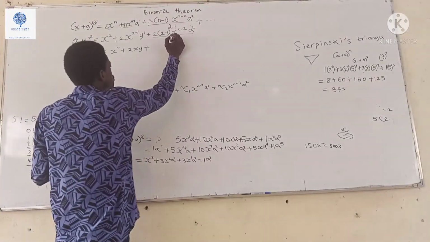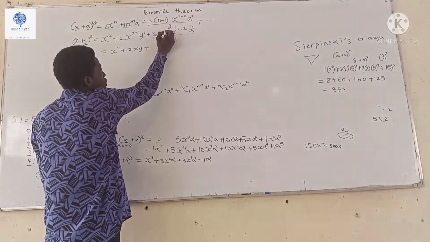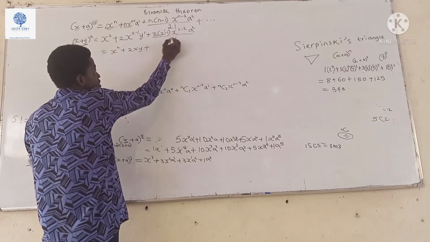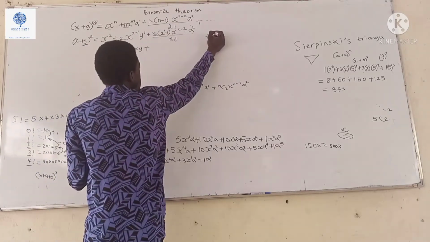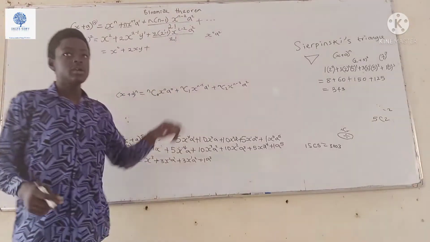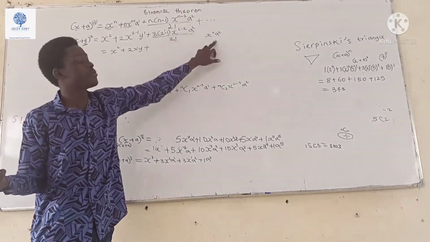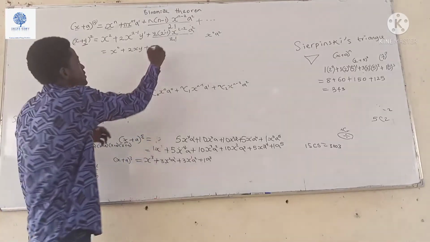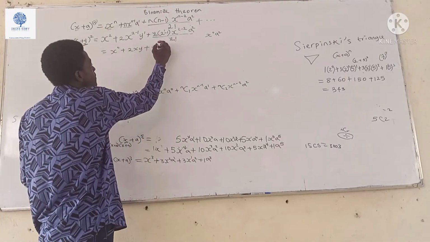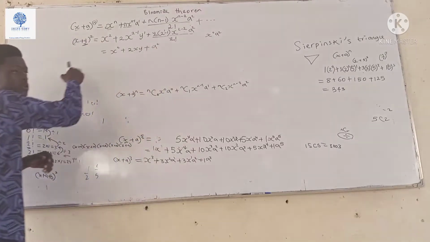This gives us x squared plus 2xy plus, 2 factorial is the same thing as 2 times 1, right? So 2 times 1 is 2, 2 cancels 2. We are left with 1 here, 2 minus 1 is 1. So this gives us x to the power of 0 times a squared. X to the power of 0 is what? 1. Because x to the power of 2 minus 2 is x to the power of 0. X to the power of 0 is 1. So this gives us 1 times a squared, which is our final answer.